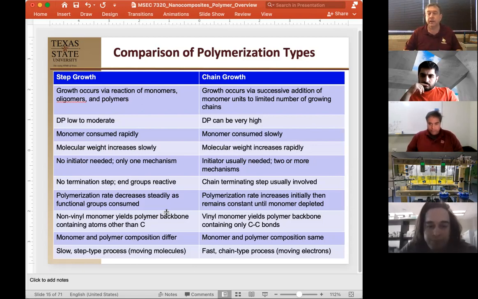Yeah, I had a question. Okay. So could you explain why the polymerization rate on the chain growth is not affected by the monomer depletion? Because if the reagent's being consumed, wouldn't that affect the rate of the reaction?